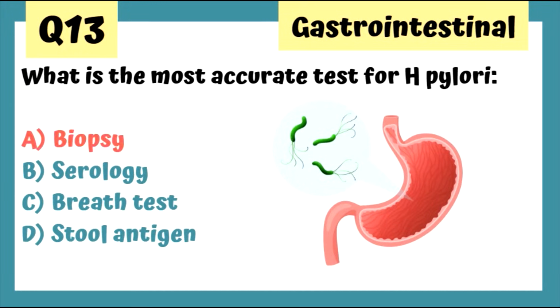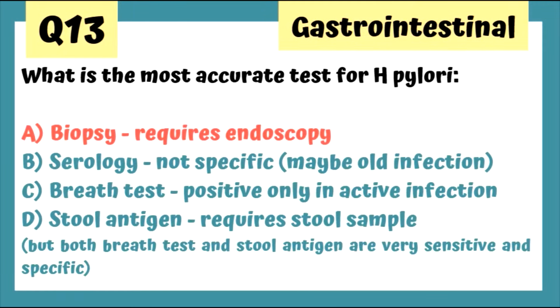Really interestingly, biopsy. We don't often biopsy to get a diagnosis for a bacterial infection, but for H. pylori, we do. It requires an endoscopy, though, and you can take a look at the other choices, why they may be beneficial or why they may be difficult. But just remember that the breath test and stool antigen test are very sensitive and specific. They're just not as good as biopsy for making an accurate diagnosis.